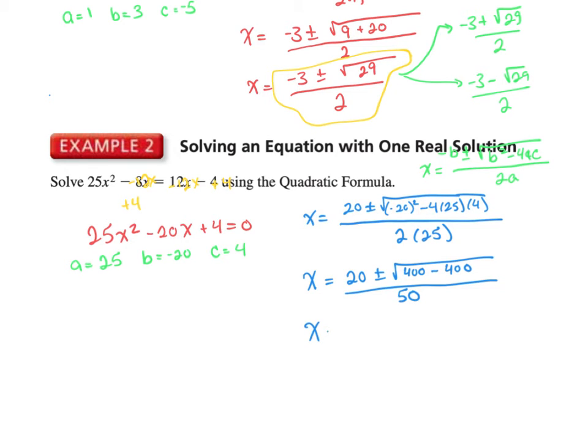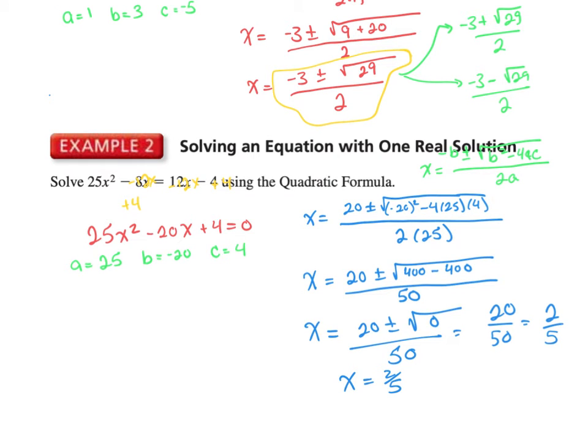So we get x equals 20 plus or minus the square root of 400 minus 400, which is 0. What is the square root of 0? It's just 0. So this ends up being 20 over 50. Reduce the fraction, it's 2/5. So this one only had one answer.